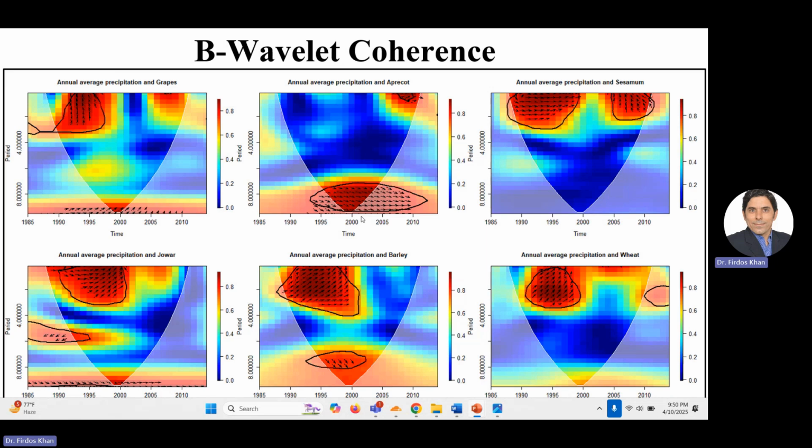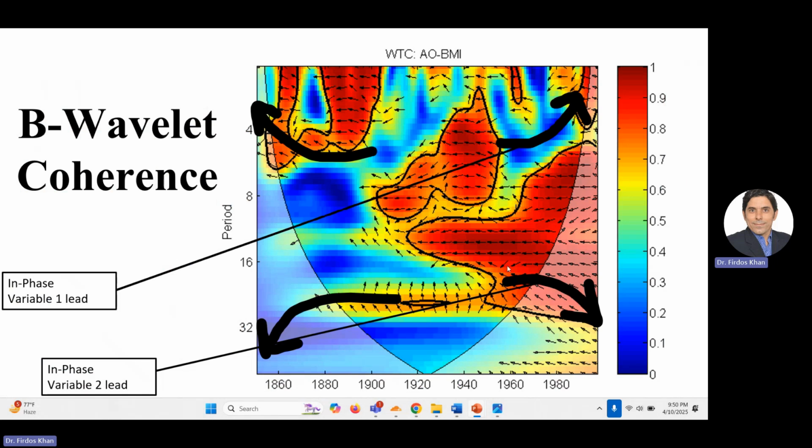And these are my own created plots. This is annual average precipitation as the first variable in each plot, and then crops or fruit production is the second variable. I just wanted to see what is the relationship between annual average precipitation and crops and fruit production like grapes, apricot, sesame, jowar, barley, and wheat. So you can see the relationship between these variables, the annual average precipitation and grapes, in the light of the interpretation which I presented here.